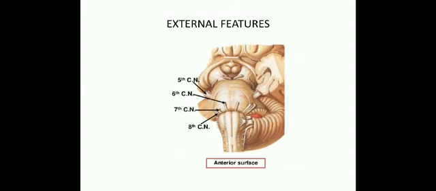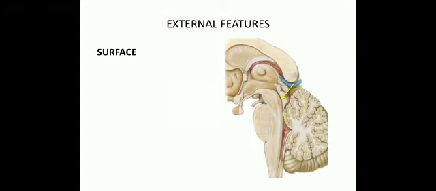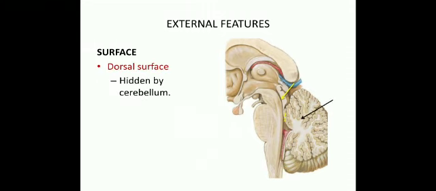So in the ventral surface we can observe the fifth cranial nerve, that is trigeminal, the sixth nerve, that is abducent, the seventh nerve, the facial, and the eighth nerve, vestibulocochlear. The dorsal surface is hidden by the cerebellum and it forms the upper half of the fourth ventricle. So in this picture we can observe the floor of the fourth ventricle. The upper part is contributed by the dorsal surface of the pons.